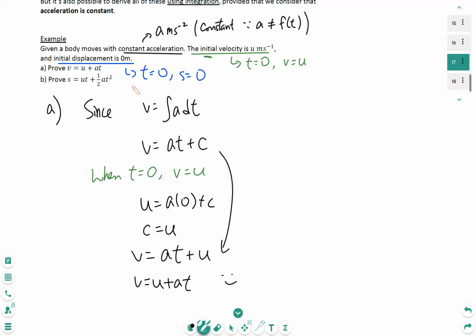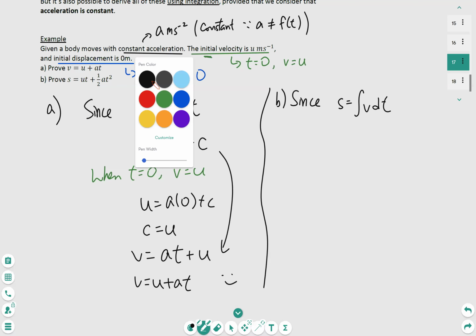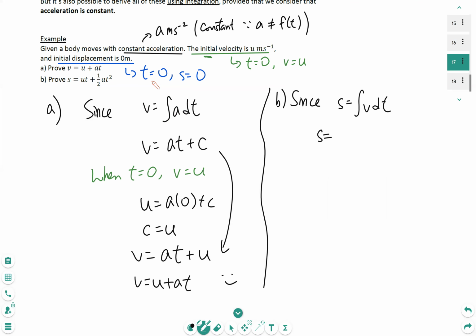Next one, part B. Prove that s equals ut plus half at squared. Since s equals, what is s equals to? The integral of v dt. That means we know v is u plus at, so s equals the integral of u plus at dt. So integrate u, ut. Integrate at, at squared over 2. Plus, I'm going to use plus d because in the same question I've used plus c already. Just to stop confusing people, I use plus d here, but it's the same thing as plus c.